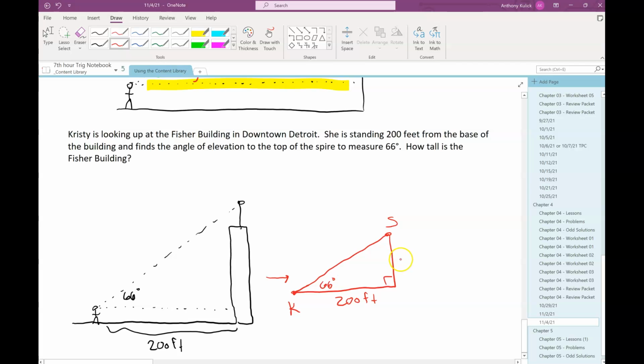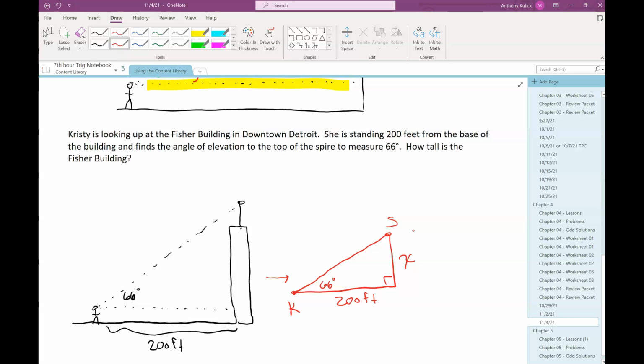And then we're asked how tall is the building, so we're looking for this side X, right? Notice when I drew this triangle, I made it a right triangle. Why can I assume this is a right triangle? This is a real world question. Why can I assume that the triangle I drew is a right triangle? It's a wall or whatever. Yeah, it's a building and the ground.